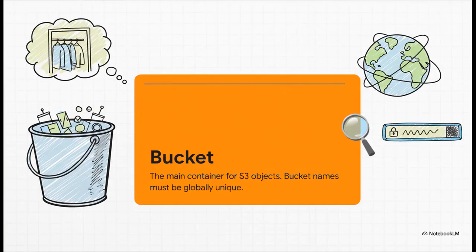The very first thing you do is create a bucket. You can just think of this as your own personal named closet in a massive Amazon warehouse. And that name you pick has to be unique across the entire world, just like a website address. No two can be the same.